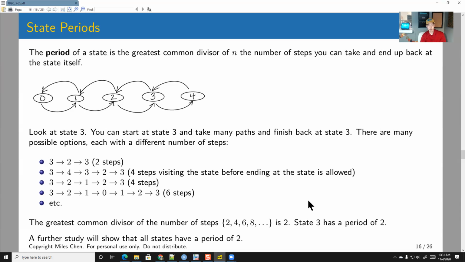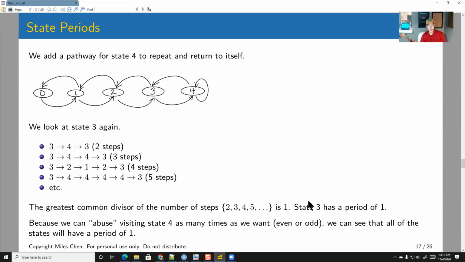Okay, so that's going to be the period. If I add a pathway for state 4 to repeat and return to itself, let's look at state 3 again. How many steps can we take and end up back at itself? So we can go 3 to 4 to 3, and that's 2 steps. I can go 3 to 4, and from 4 back to 4, back to 3, and that's 3 steps, so that's 1, 2, 3.